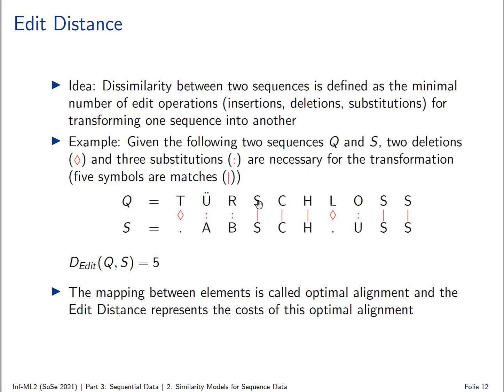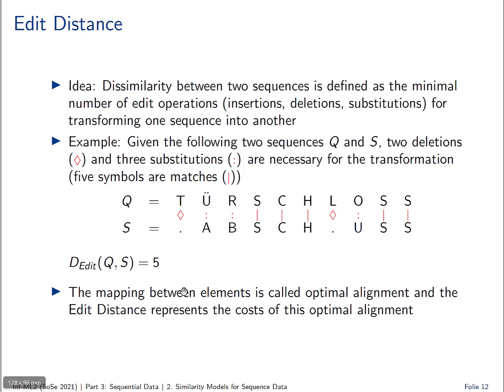So we don't need to edit the S here, because we can match it to this S. We need not edit the C here, because we can match it to this one here, and so on and so on. So that would be the edit distance for those two sequences, much smaller than the Hamming distance, obviously.